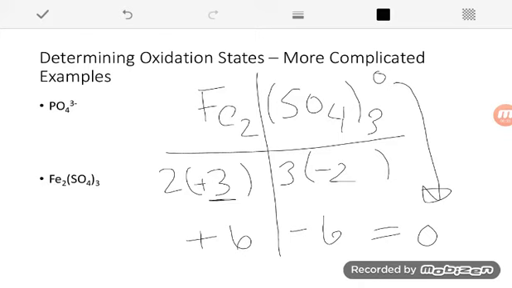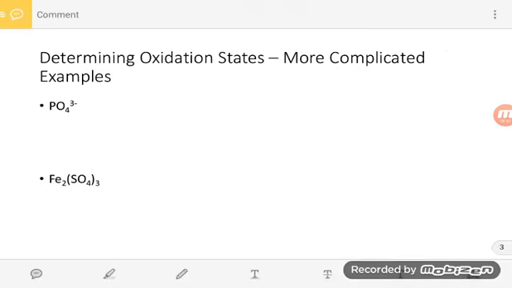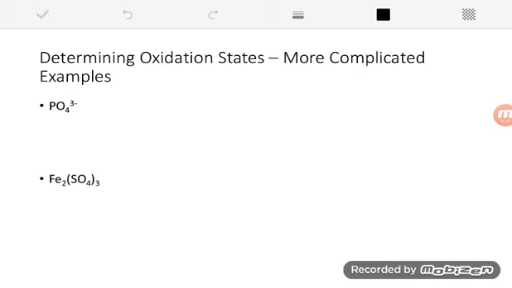Now that I've done this, I'm going to go back to sulfate and take a closer look at that guy, because I still need to figure out the sulfur and oxygen individually. So I'm going to keep in mind iron was +3. And now I'm just going to look at this sulfate, which I know has a total charge of -2. I don't care that there are 3 of them in the compound. I use that information to figure out what iron's charge was, but it's not going to affect sulfur or oxygen.